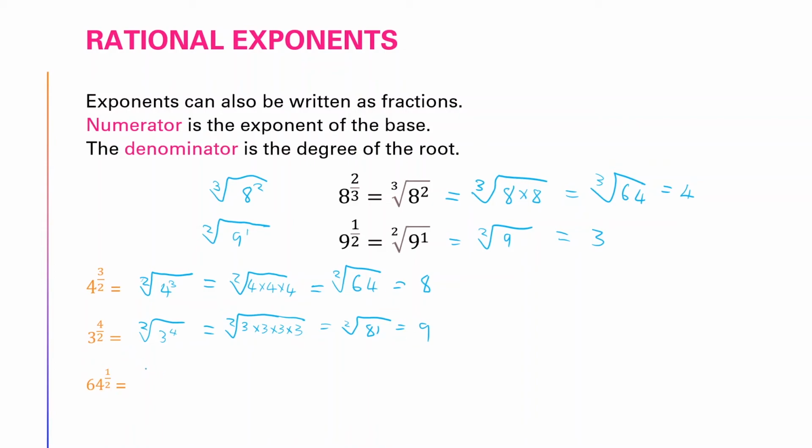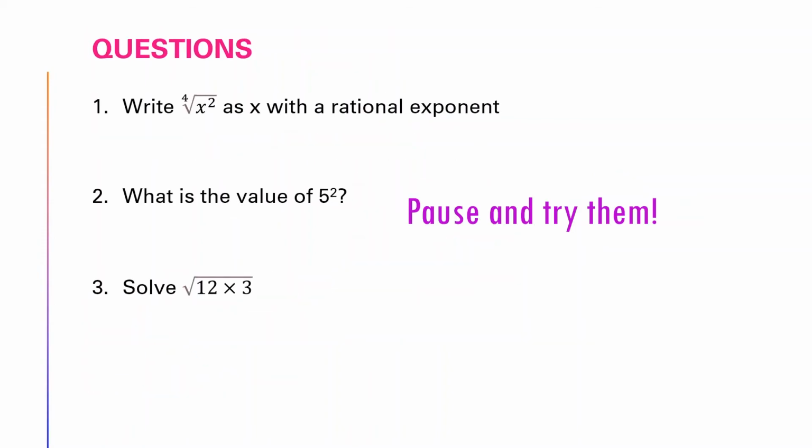64 to the power of a half is just the square root of 64. And we know that the square root of 64 is 8, because 8 times 8 brings us back to 64. Now let's try some questions.